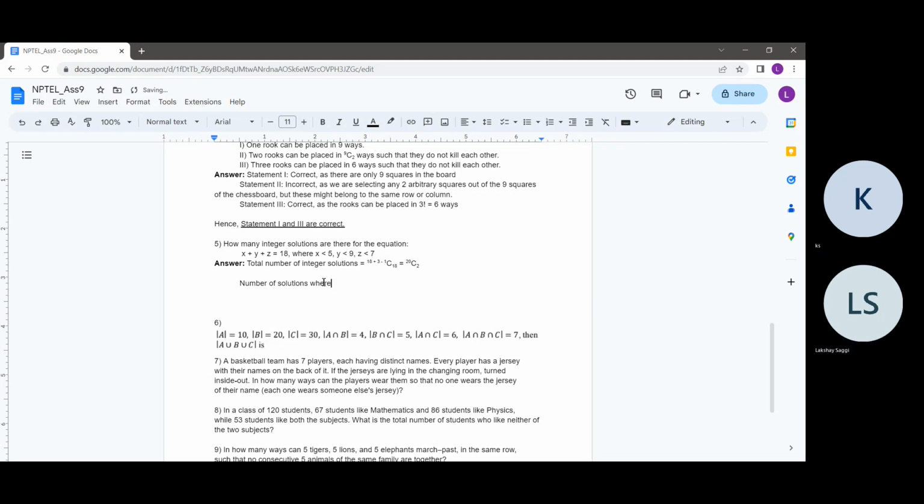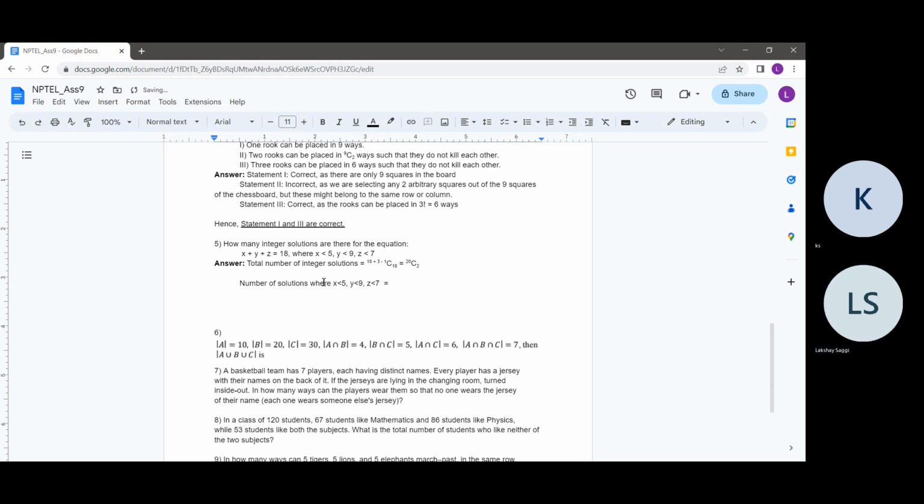So the solutions where x is less than 5, y is less than 9, and z is less than 7 are nothing but the total number of solutions, which is 20C2, minus something. Maybe I can write this here. First of all, I've calculated these 20C2 solutions, and I'll be making similar arguments here as those done earlier. So the total number of solutions is 20C2.